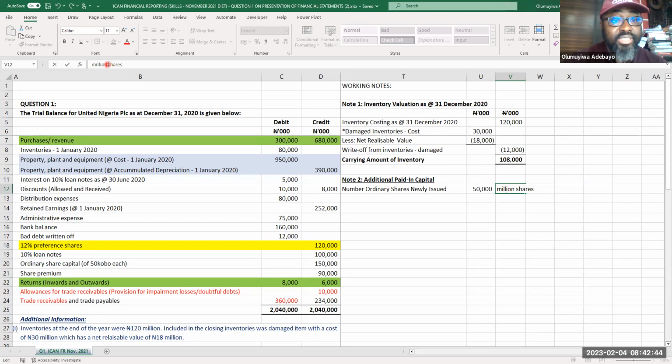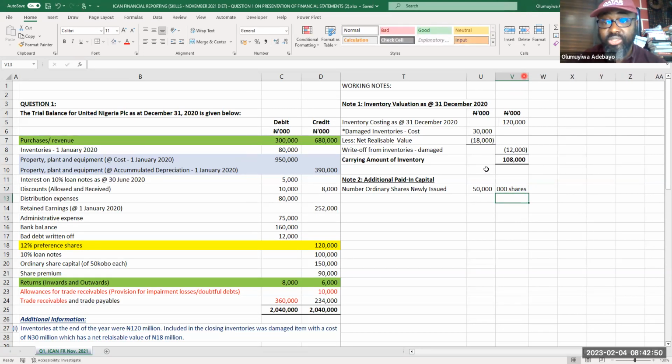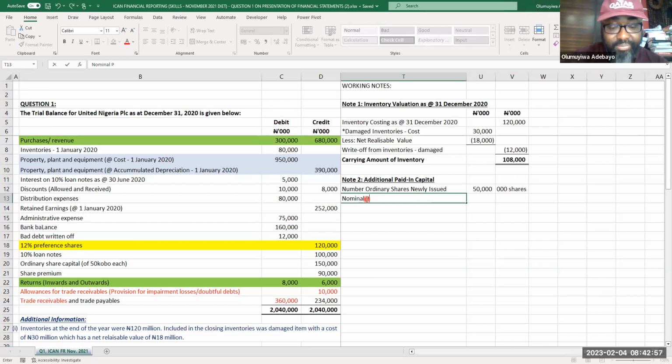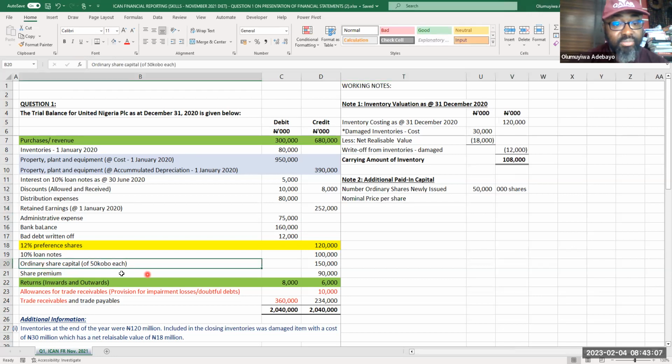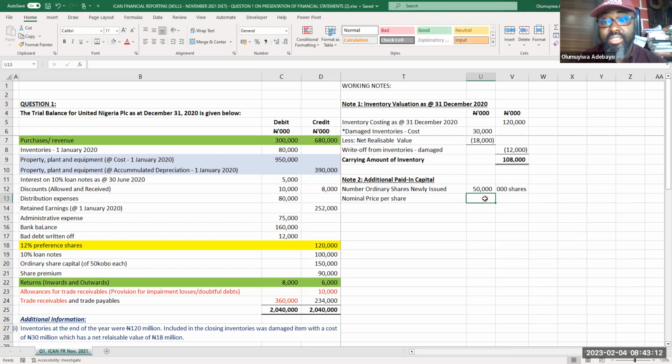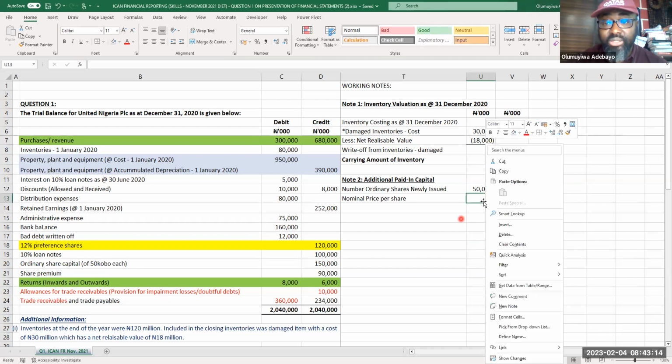Now I'll put this figure in thousands because all figures are in thousands. I have to be careful not to create confusion with those figures in thousands, which means everything now is 50 million. Now, what is the nominal price? The nominal price per share. Remember, when I was explaining the trial balance, the nominal price per share is 50 kobo, which means I'll come here and say 50 what? Kobo.